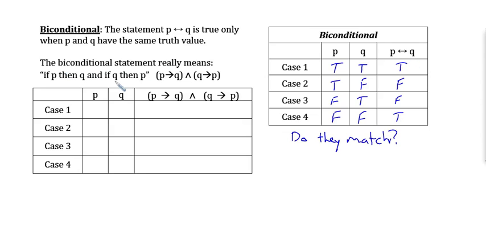Now, the biconditional statement really means if P then Q and if Q then P. So it's a biconditional. You can see condition going one way and the condition going back the other way. So let's go ahead and do this truth table here and just compare it with our answer. So we have true, true, false, false, and true, false, true, false. And let's go ahead and figure these out here. So we have P arrow Q. So that's going to be true in this case.